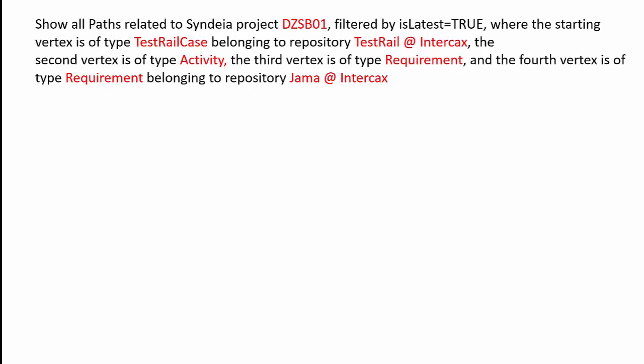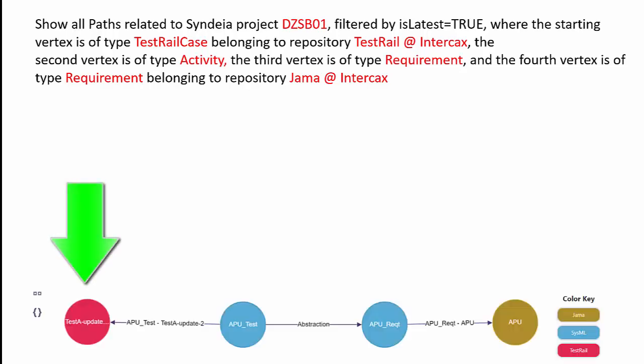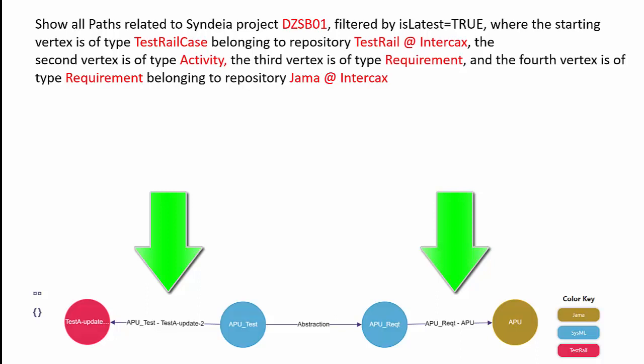In graph analysis, we think of this in terms of finding particular paths across the graph. We start at nodes of a specific type, TestRail case, then look for edges that connect them to a second type of artifact, activity. If that path exists, we look for a second edge connecting the activity to a requirement, and finally, a fourth artifact, also a requirement that belongs to a specific JAMA repository. We also require that the first and third edges belong to the Syndea project DZ-SB01.